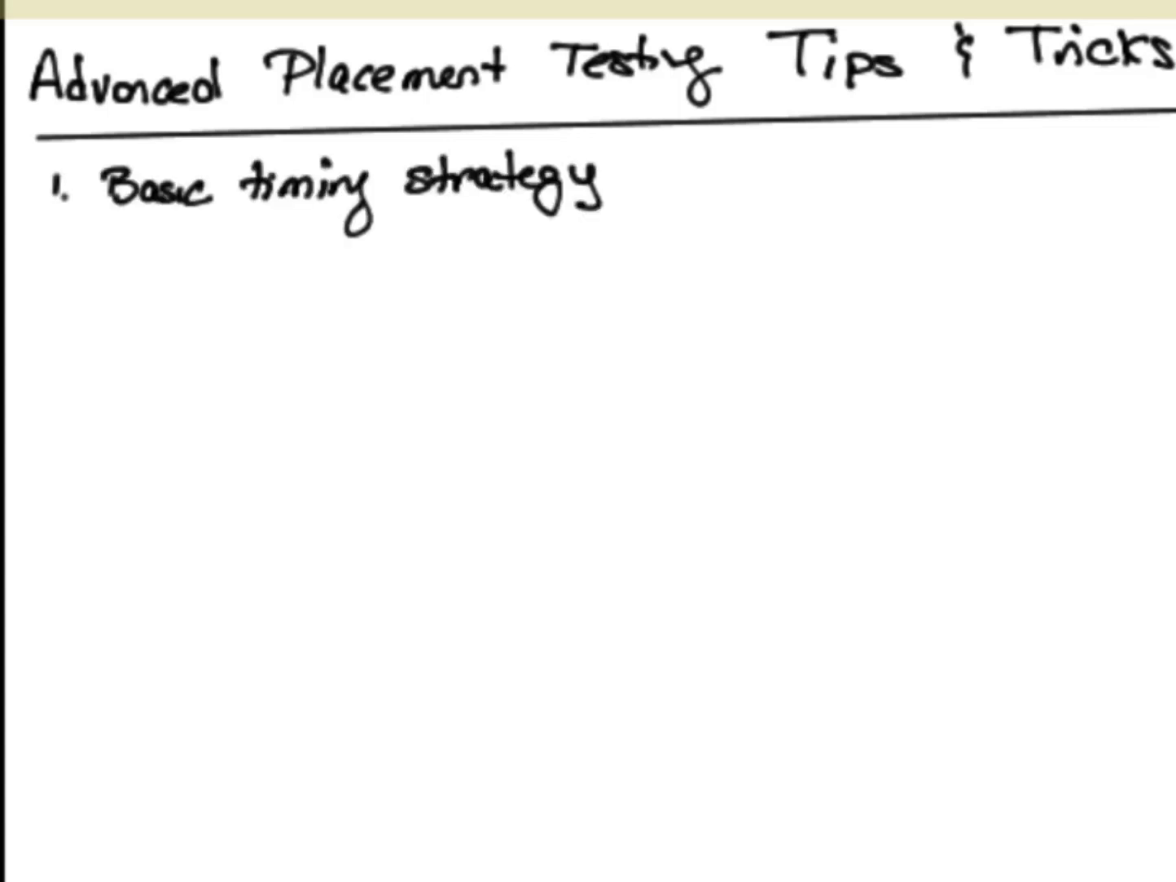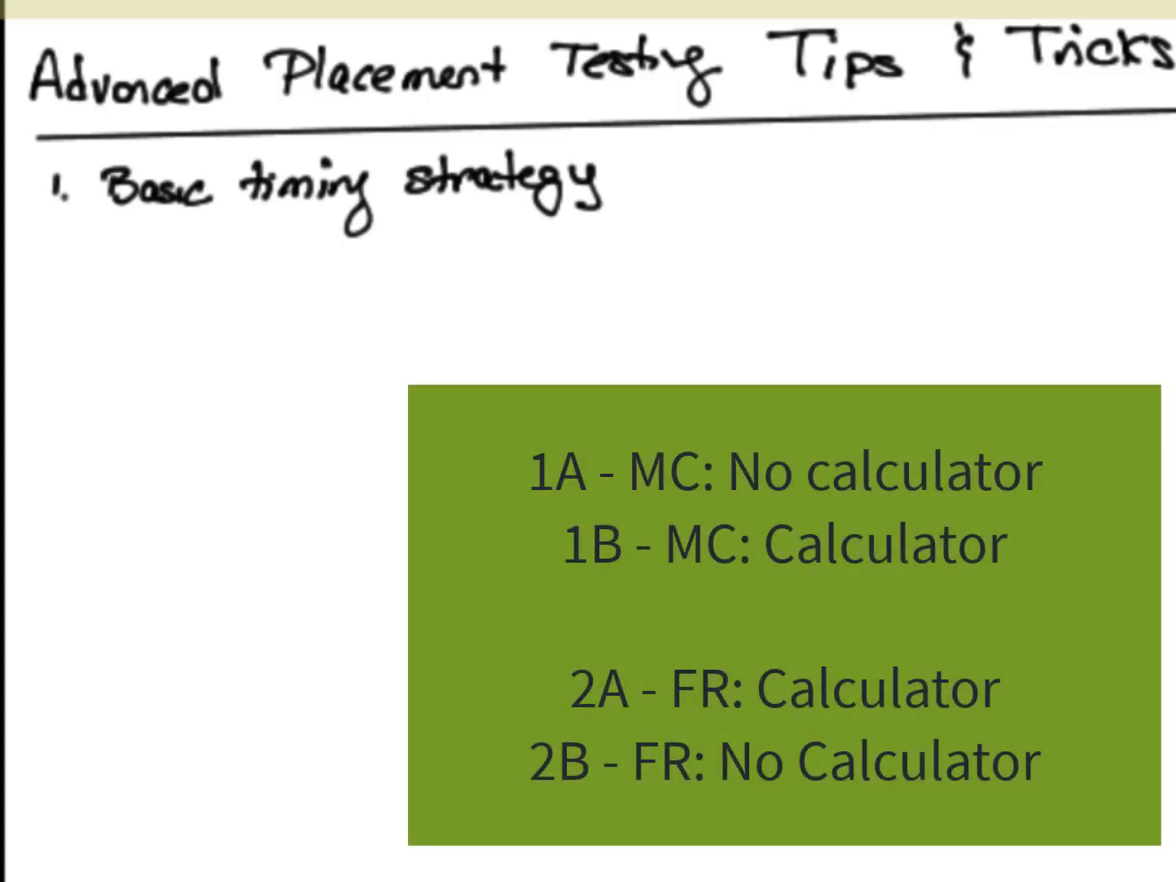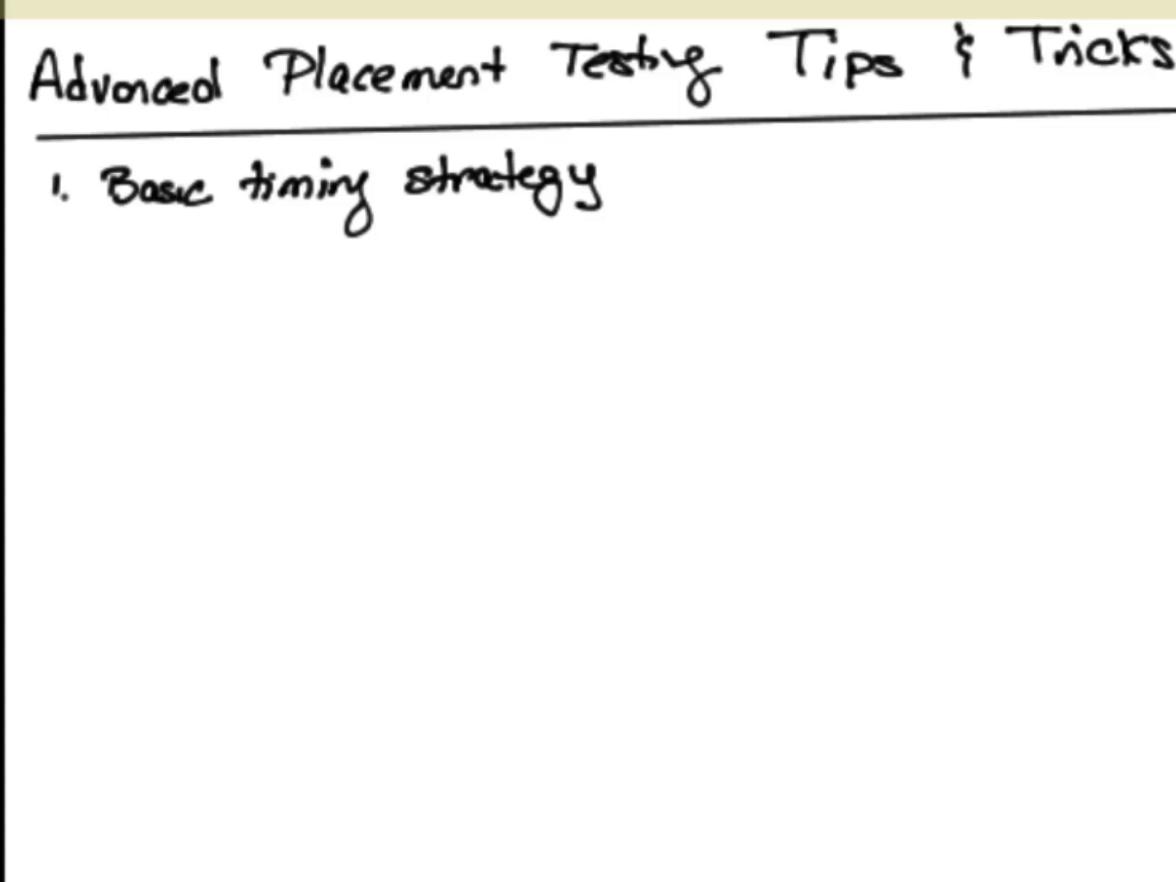All right, so first I want to talk about some basic timing strategies. For both the precalculus and the calculus exam, the order is the same. It is multiple choice, no calculator, then multiple choice calculator, then free response calculator, free response no calculator. The number of questions is different. There are only 4 free response questions in the precalculus exam, 6 in the calculus exam, and the multiple choice is obviously comparatively different as well.